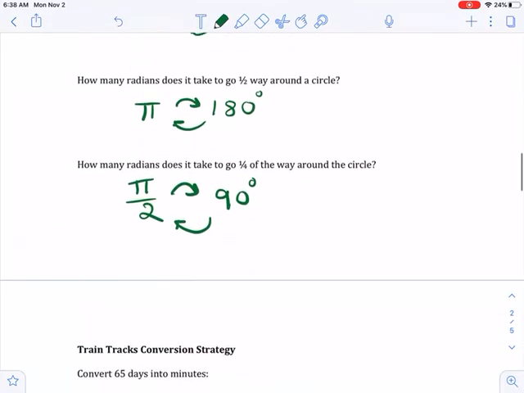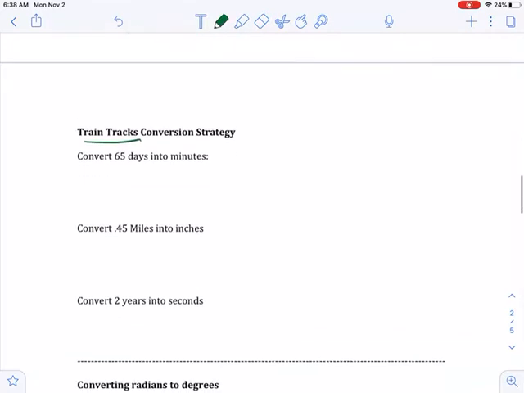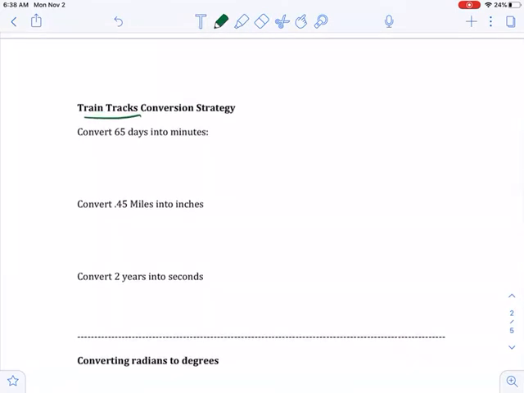So I'm going to show you a quick conversion strategy here that I call train tracks. I'm not sure if it's been done at South Burlington before, or if other teachers teach this same thing, but it's definitely helped me out.